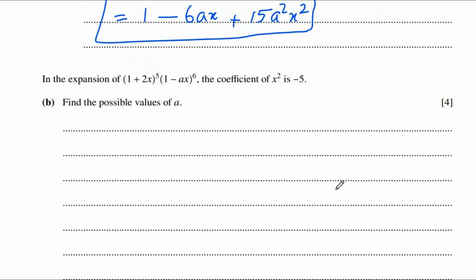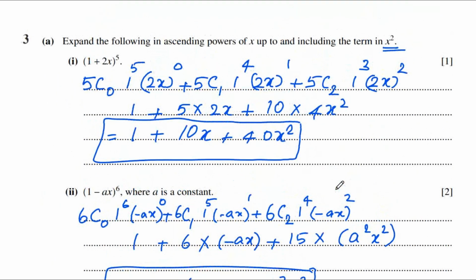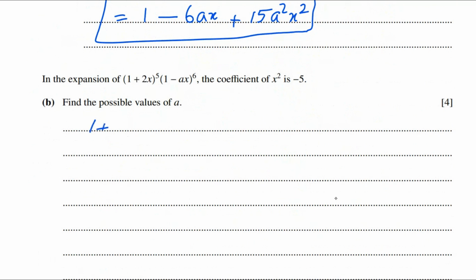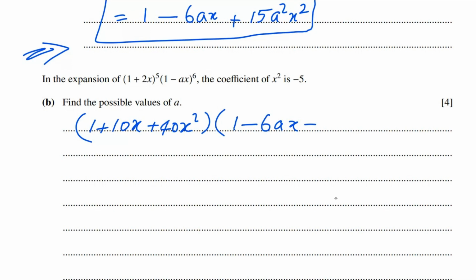The next part of the question is, in the expansion of (1 plus 2x) the whole power 5 multiplied by (1 minus ax) the whole power 6, the coefficient of x square is negative 5. Find the possible values of a. So (1 plus 2x) the whole power 5, we have written here, we will take this as 1 plus 10x plus 40x square, multiplied by (1 minus ax) the whole power 6, which we have written here as 1 minus 6ax plus 15a square x square.